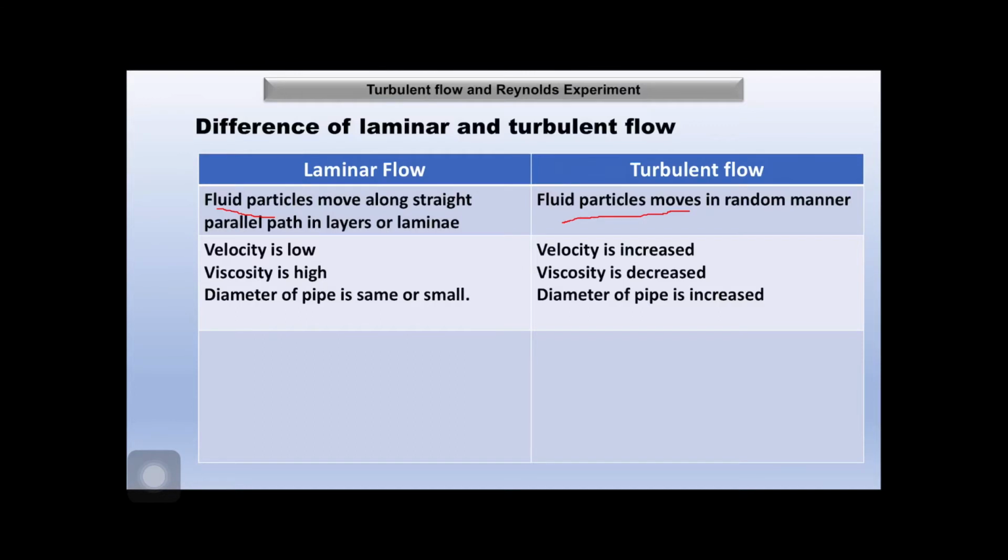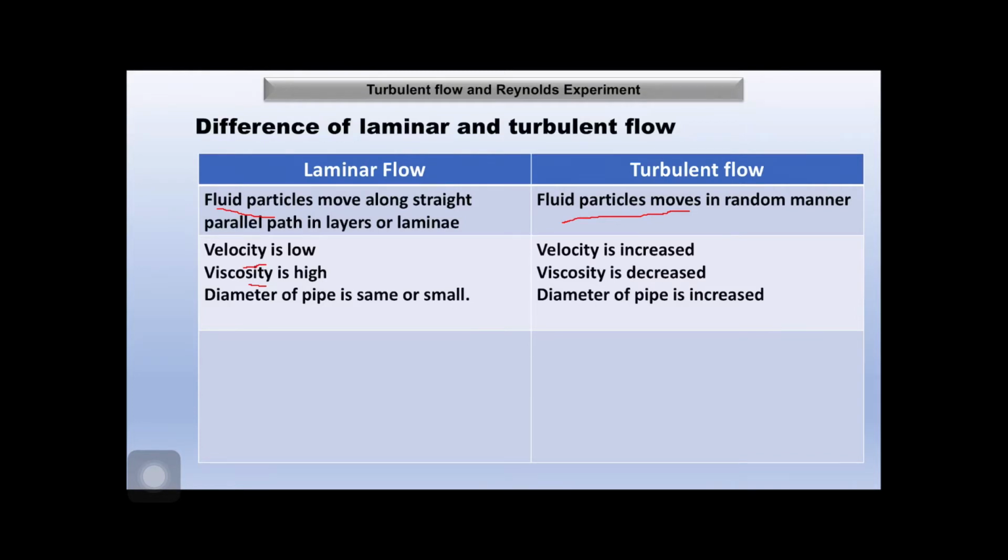The velocity of the fluid flowing in laminar flow is low, with viscosity on the higher side, and the diameter of the pipe is small. Similarly, opposite to these properties, turbulent flow has increased velocity, decreased viscosity, and increased pipe diameter.